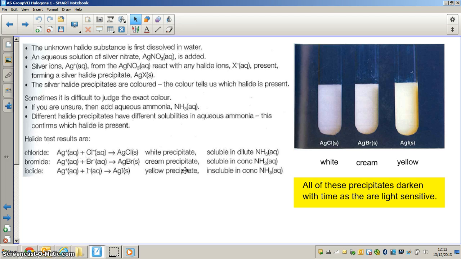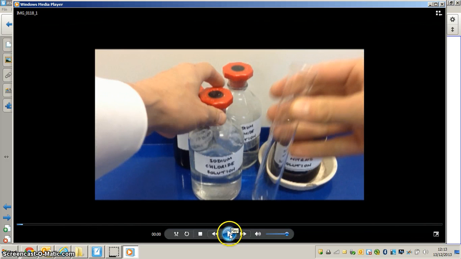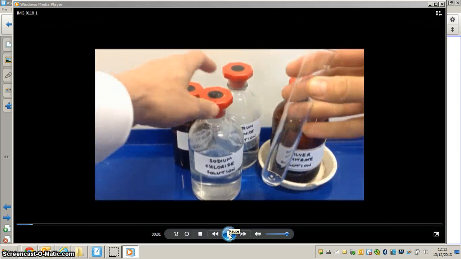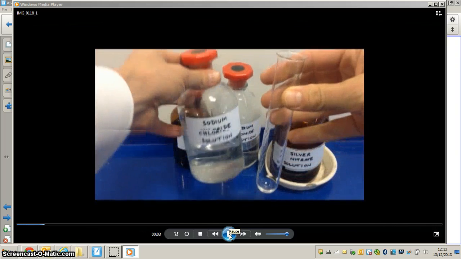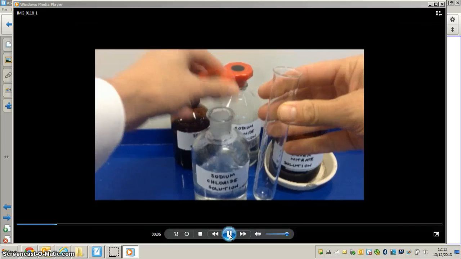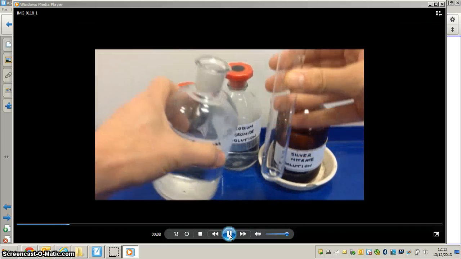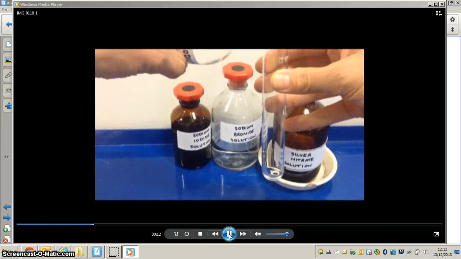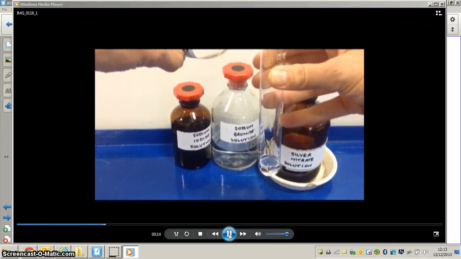So let's first of all look at sodium chloride. If we have an unknown chloride, the first thing we do is dissolve it in some water. In this case I'm using sodium chloride, but it could be any chloride. We dissolve it into water to make a solution first.